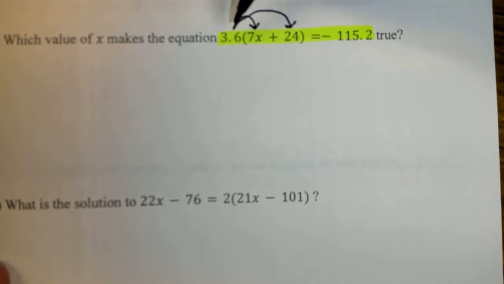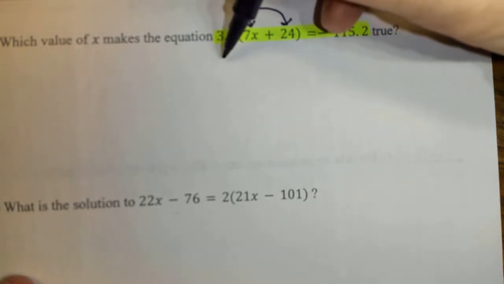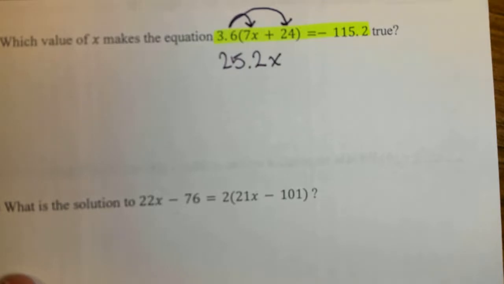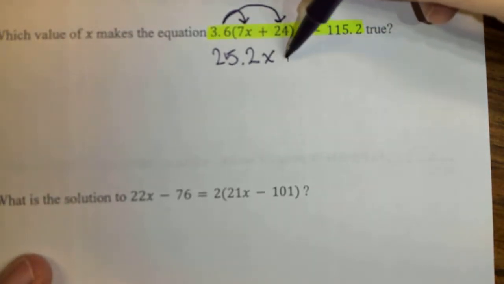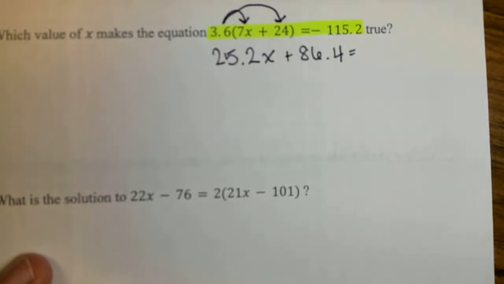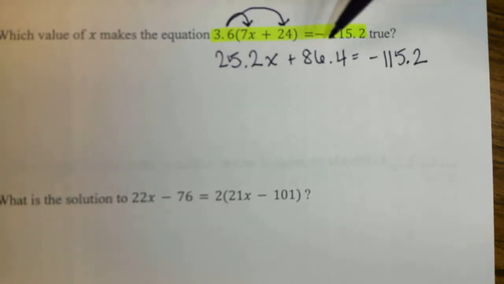So I'm going to multiply 3.6 times 7x, and you get 25.2, and then don't forget your x. And then I have to multiply 3.6 times 24, and you get plus 86.4 equals negative 115.2.